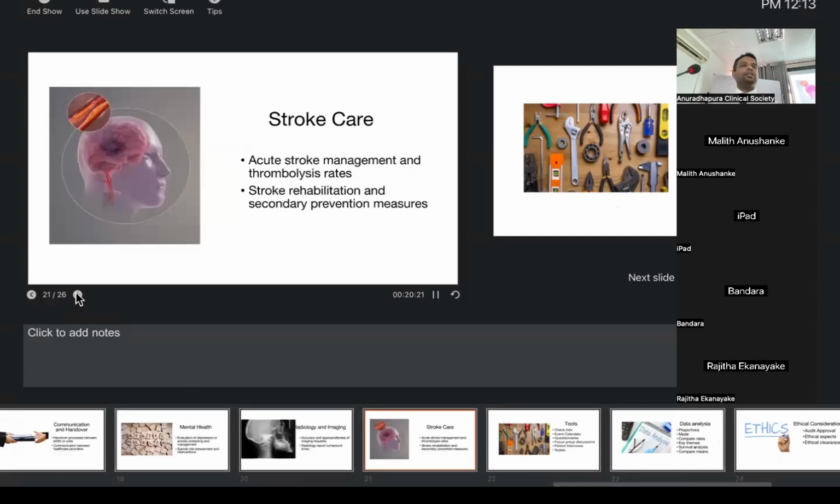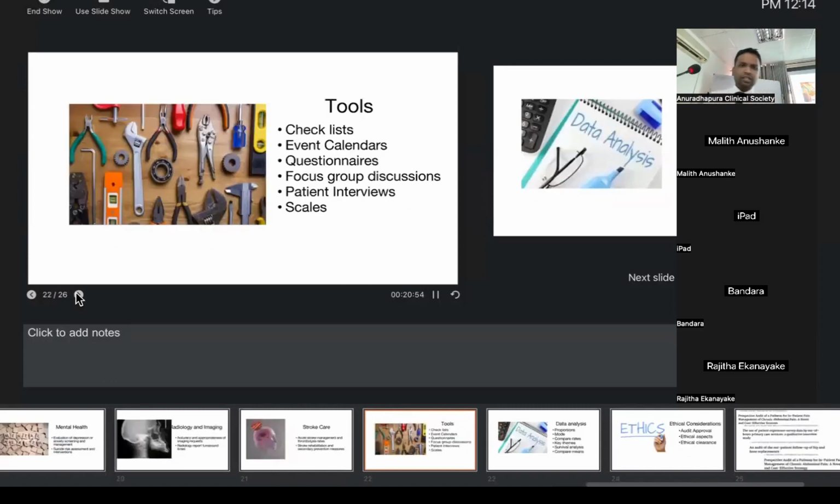Stroke care. Now, there are different things you can audit with regards to the patient, starting from the patient until the last management. Lots of things that you can do: whether there's a delay in seeking care, whether there's a delay in choosing the proper place, whether there's a delay in thrombolysis, whether there's a problem in the outcome. That's all. Okay, what are the tools that you can use?